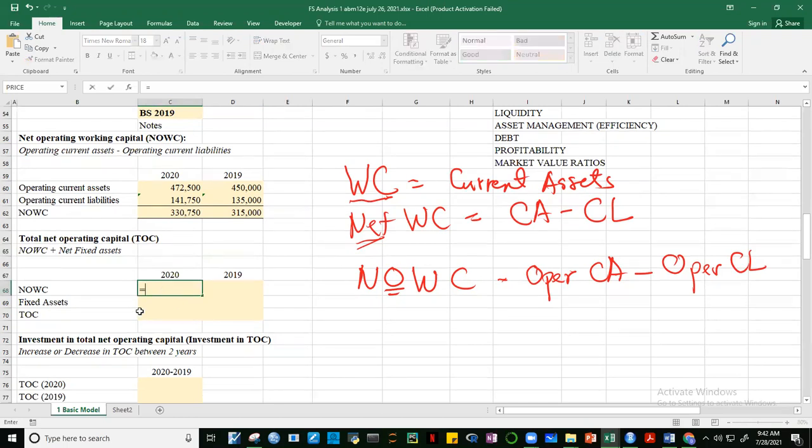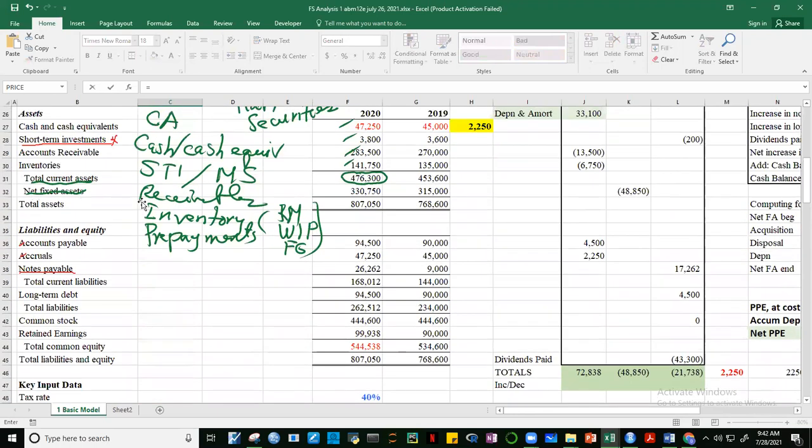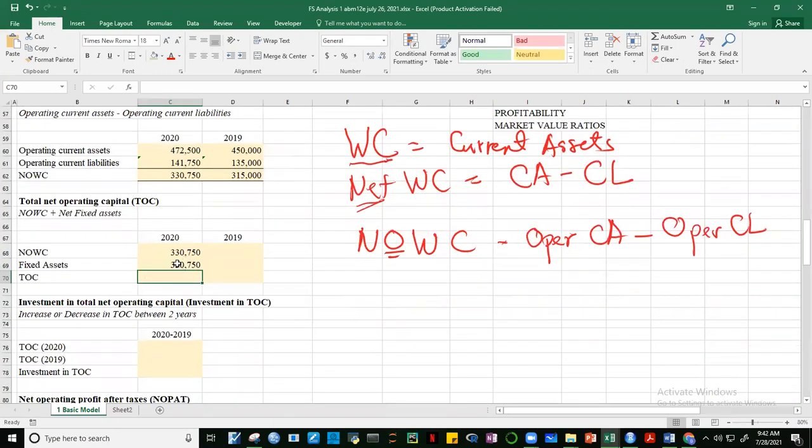Okay, so let's compute for 2020. Alam na natin yung NOWC natin, ito. Okay, then our net fixed assets, we can get it from our balance sheet above. So this is our net fixed assets. Okay guys, nagkataon lang na pareho to. So it's not something that usually happens. Nagkataon lang sa example na to pareho yung NOWC natin at saka net fixed assets. Okay, therefore our TOC will be equal to just the sum of this. So 661,500. Then we can now copy this to the right kasi pareho naman yung placements ng ano natin.